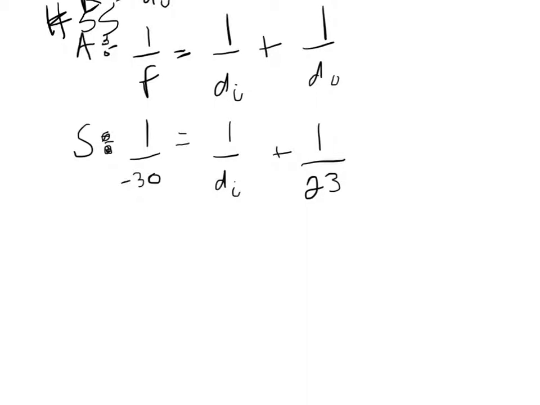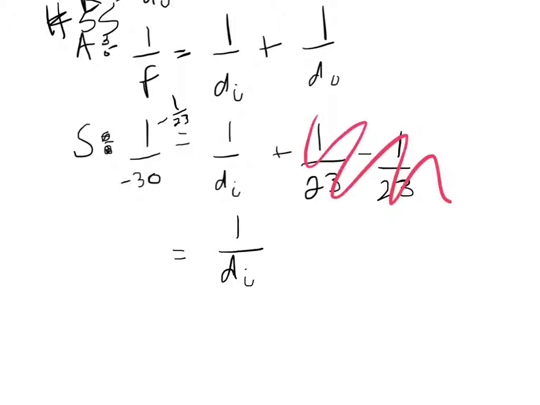So how do I get die by itself? How do I move it over? I'm going to make your math teacher happy by going minus 1 over 23, and then also doing minus 1 over 23 on this side over here. So can I clean that up? 1 over die, and because these cancel out, they're all gone, right? Equals 1 over negative 30 minus 1 over 23. Does that make sense how I wrote that?